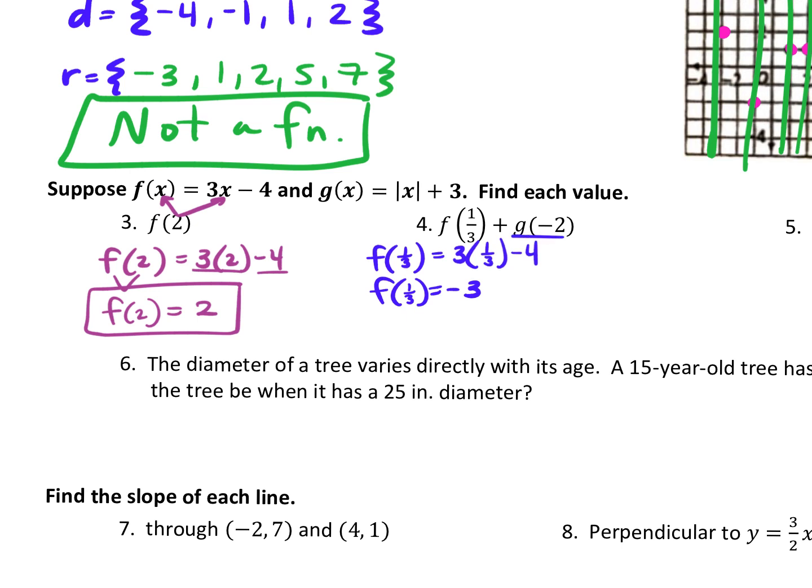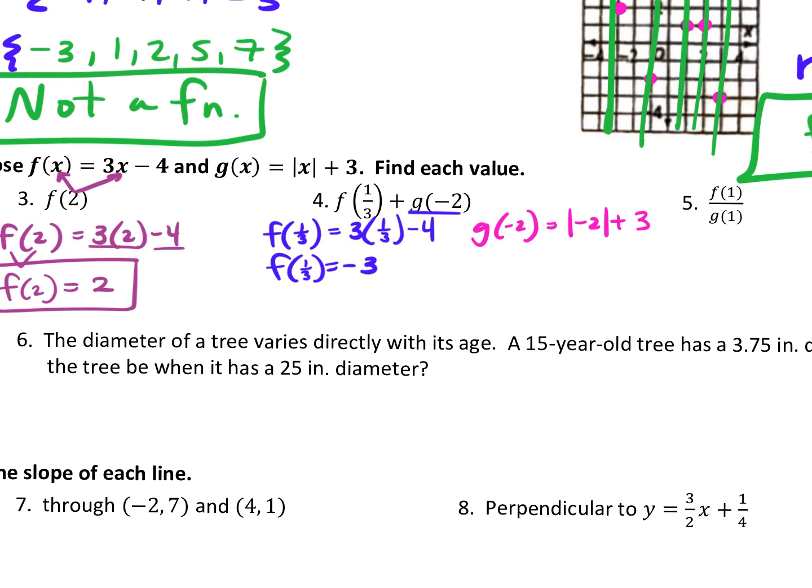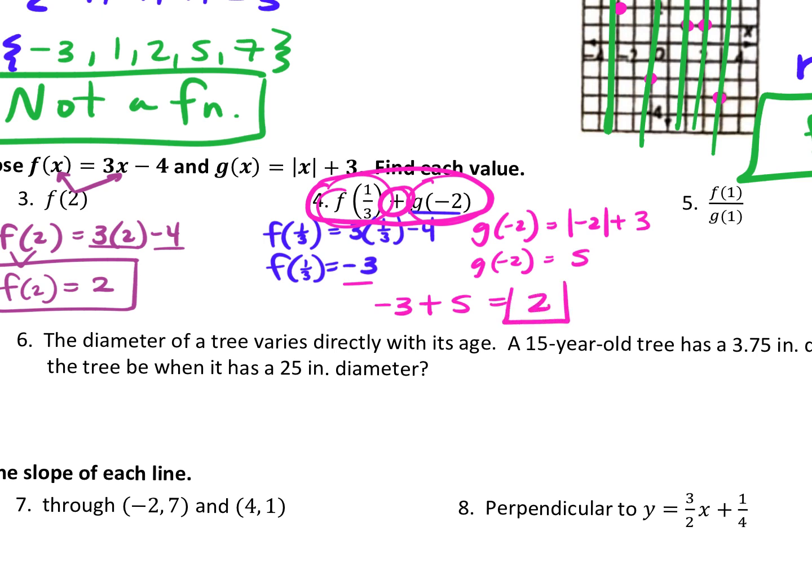Then it says g of negative 2. So g of negative 2 is the absolute value of negative 2 plus 3. So that's going to be 2 plus 3, or 5. Okay, but now look here. It's saying take this and add to it that. So negative 3 plus 5 will be your solution here, which is 2.